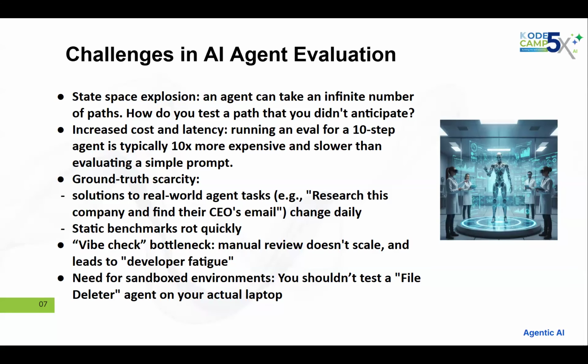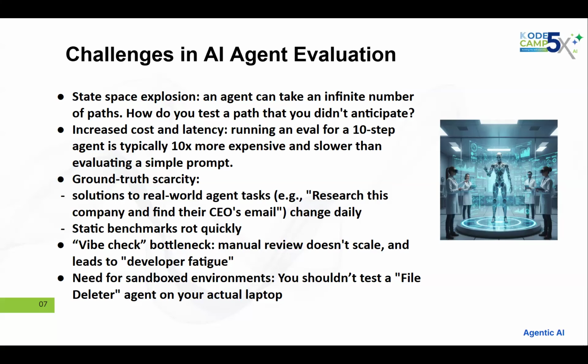There's also the increase in cost and latency, because the more steps your agent can take in its execution trajectory, the longer the evaluation would take, and the more tokens you would use in that evaluation. So the evaluation becomes more expensive and slower than in the case of a simple chatbot, where you're simply evaluating a single prompt and the bot's corresponding output.